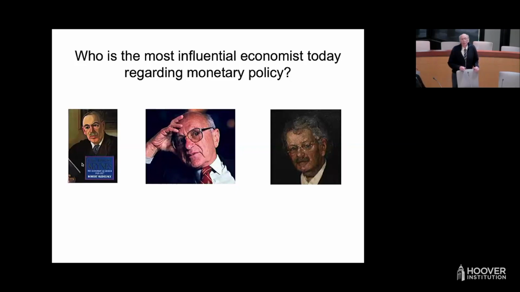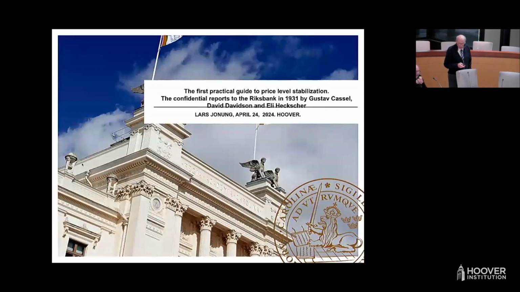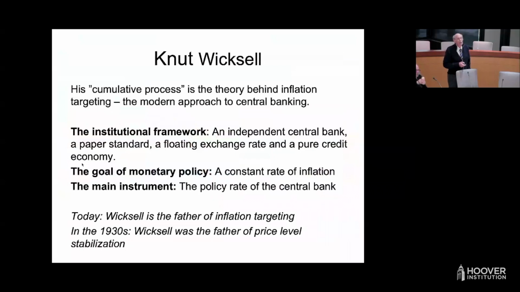So we are left by default with a third man. Who's he? John Taylor. Not Taylor. He is Knut Wicksell. And he presented, in 1898, a theory called the cumulative process today. And this is the theory of modern central banking. It's a theory behind inflation targeting.